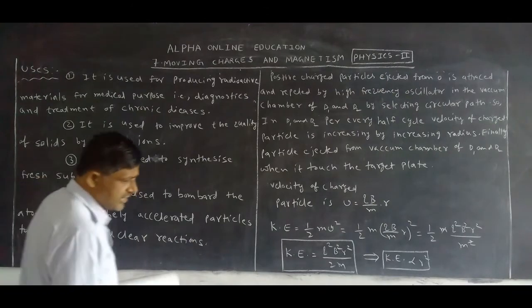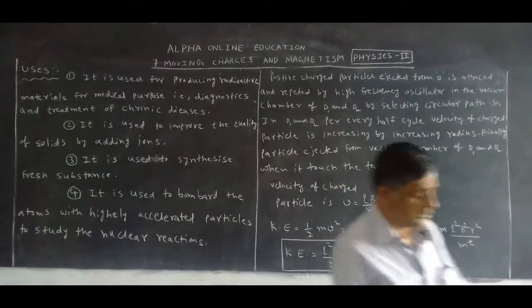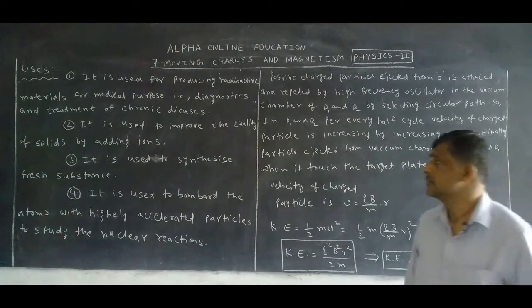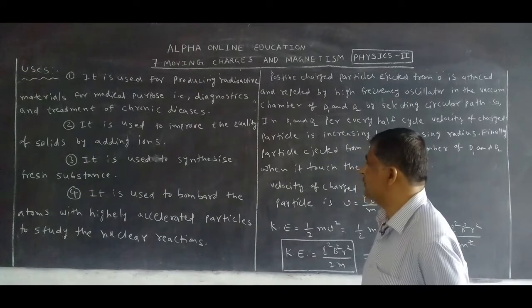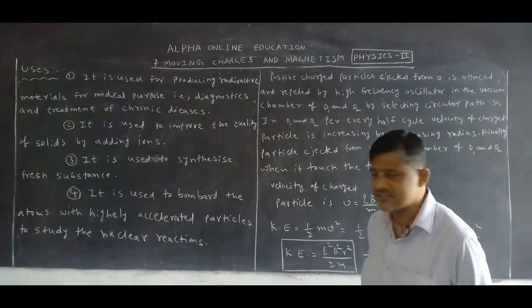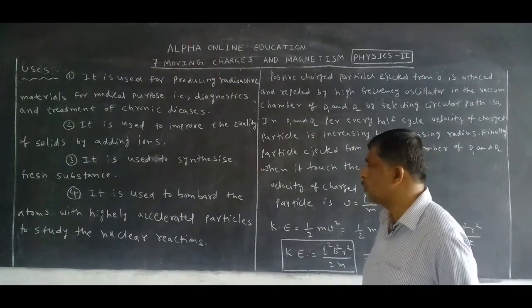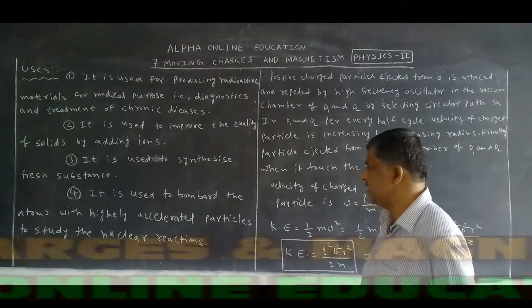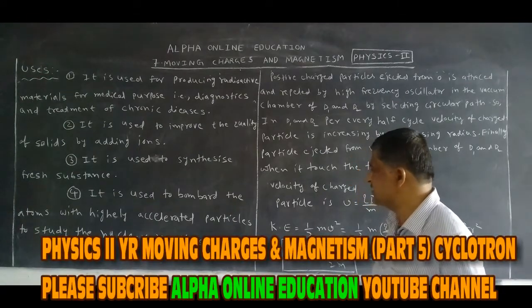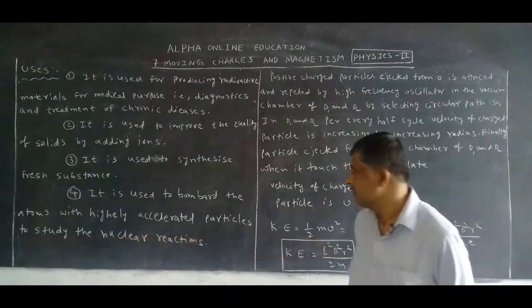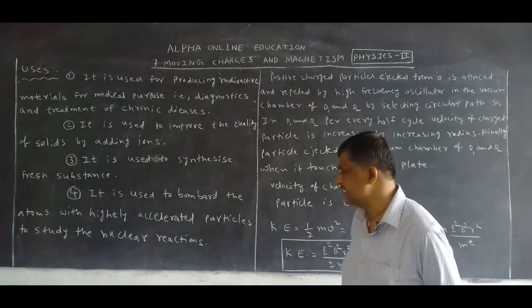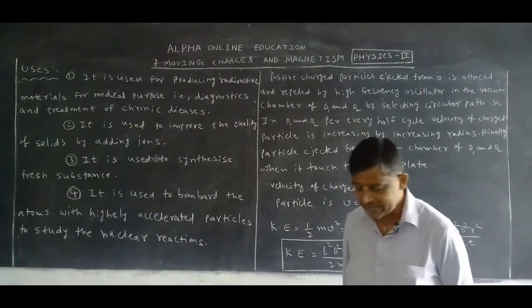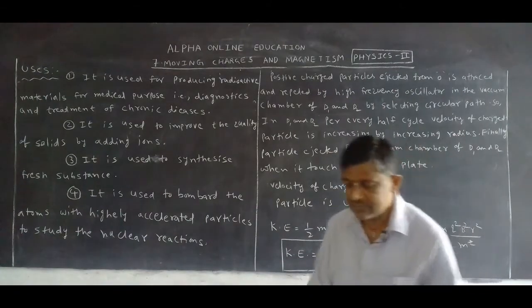Okay, these are the uses of the cyclotron. It is used for producing radioactive materials for medical purpose, that is diagnosis and treatment of chronic diseases like cancer. It is used to improve the quality of the solids by adding ions. It is used to synthesize fresh substances, and to bombard the atoms with highly accelerated particles to study nuclear reactions. Okay, this is the use of the cyclotron.